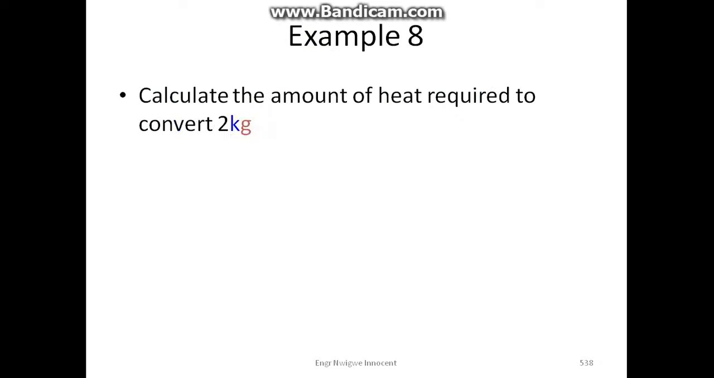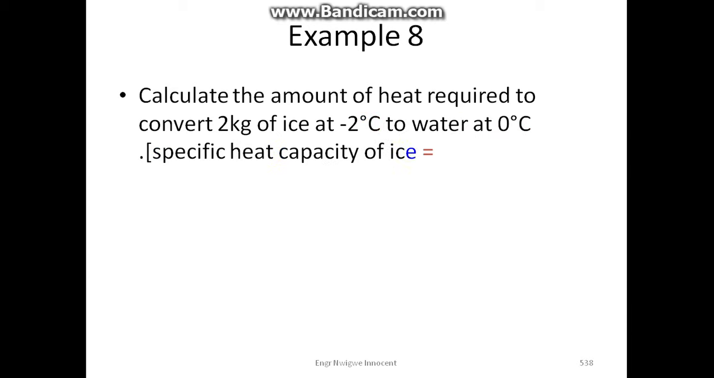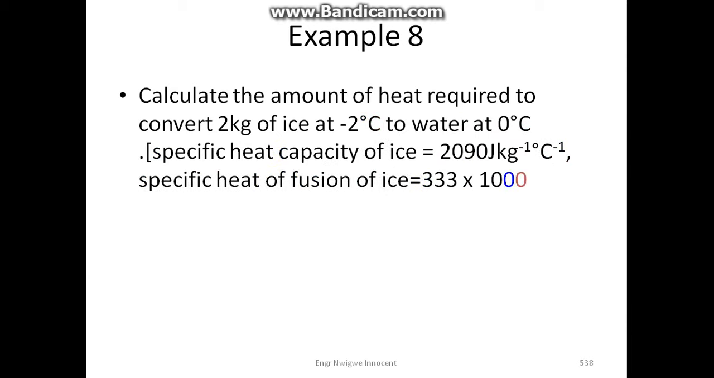Example 8. Calculate the amount of heat required to convert 2 kg of ice at minus 2 degrees Celsius to water at 0 degrees Celsius. Specific heat capacity of ice is 2090 joule per kilogram per Celsius. Specific latent heat of fusion of ice is 333 times 1000 joule per kilogram.